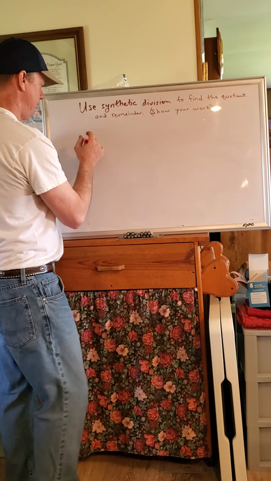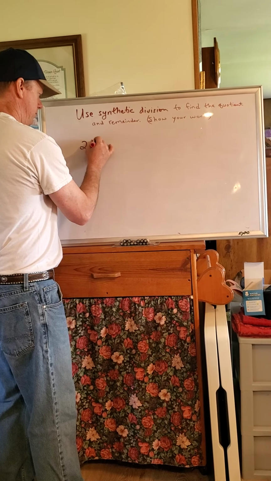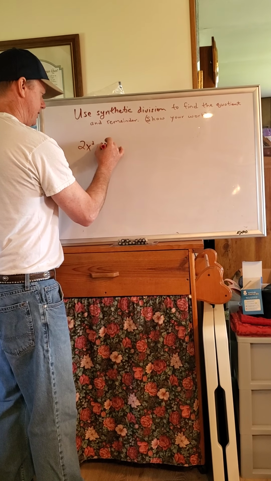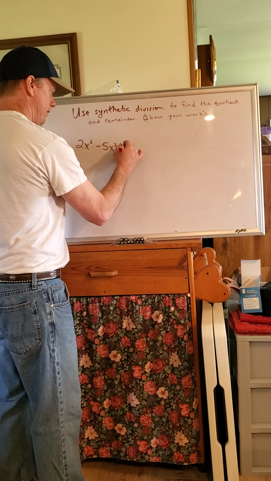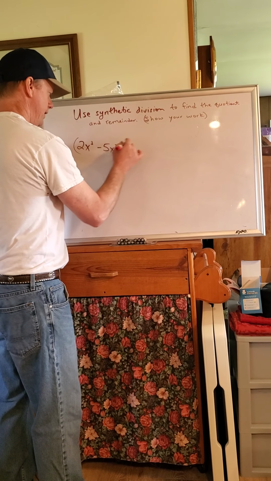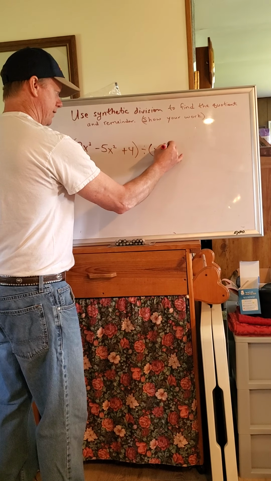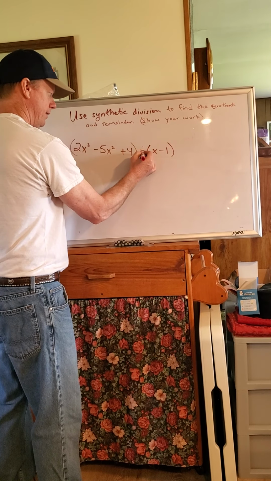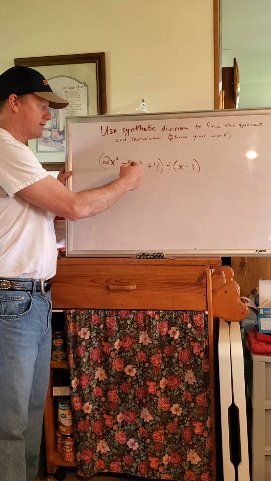So let's say we take 2x cubed minus 5x squared plus 4, and I want you to divide that by x minus 1, by the factor x minus 1. So it goes x cubed, x squared.